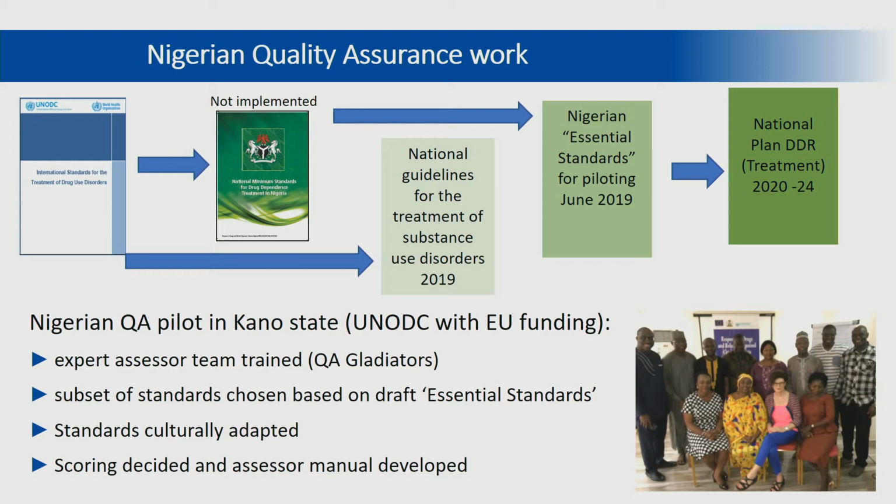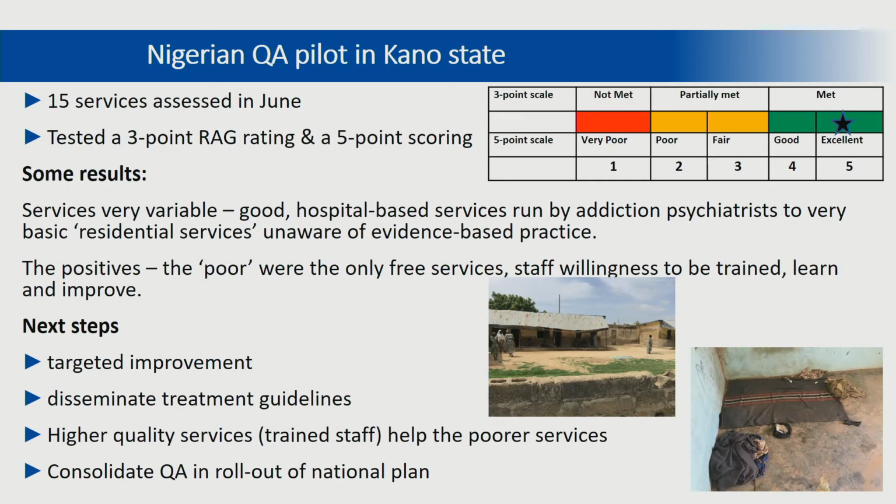Recently, we did a pilot of the QA process in Kano State, and I just wanted to flag this to you. 15 services were assessed in June. I changed my presentation last night because I wanted to include this. The results were that the services were very variable. There were some really, really good services. But we went to Kano because we knew some services were very poor. I've put some photos of what poor looks like in some of these countries. Some of the services were really good, and let me stress that. The experts in Nigeria will help build capacity in the poor services to try and get them to the quality of the best services. But these photos illustrate some of the challenge that we have. The next steps are targeted improvement, disseminating the guidelines, etc.